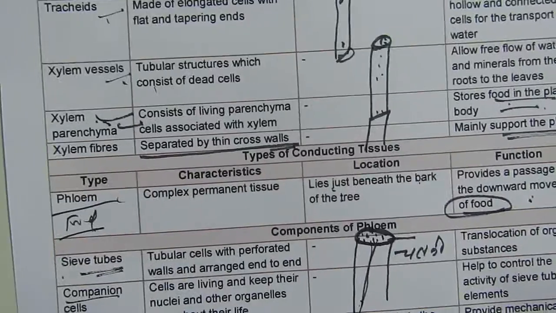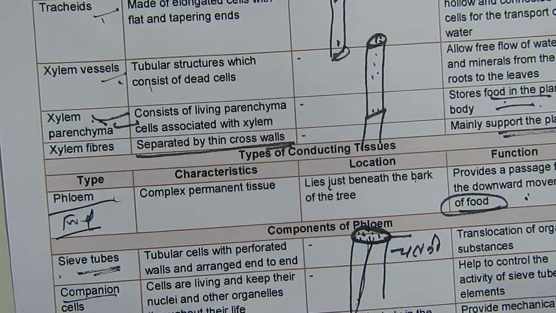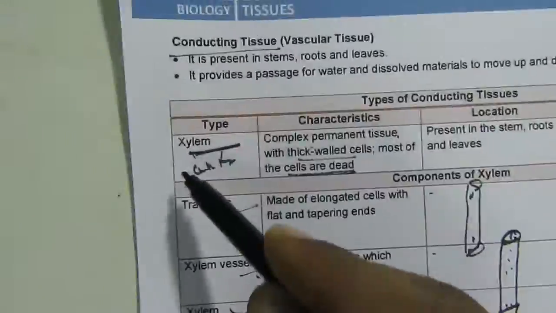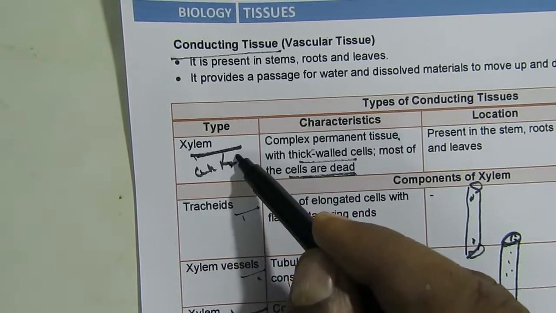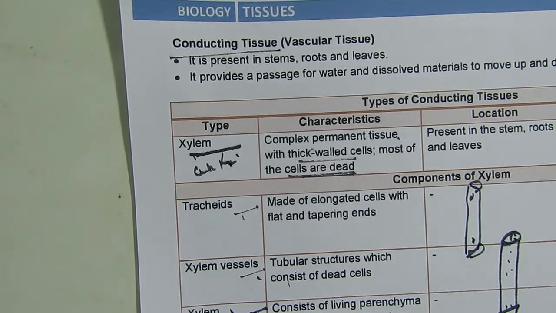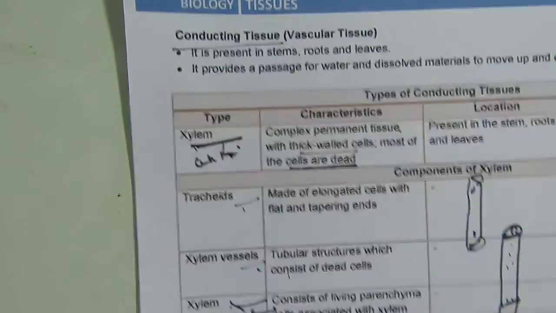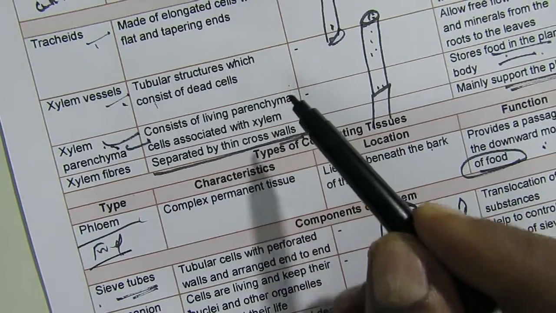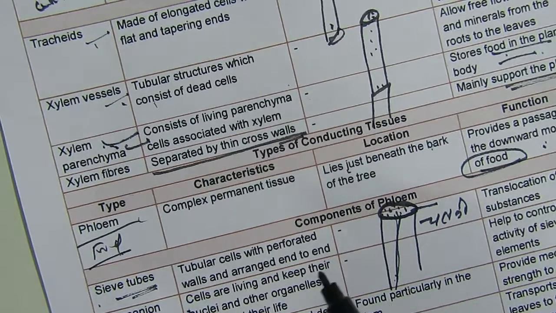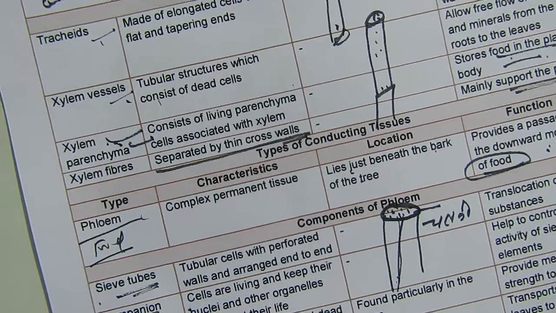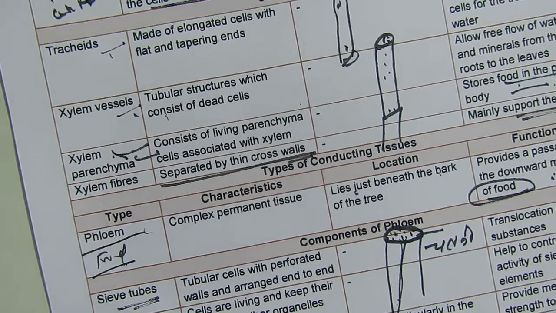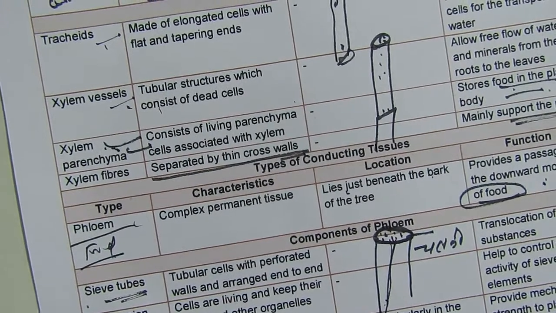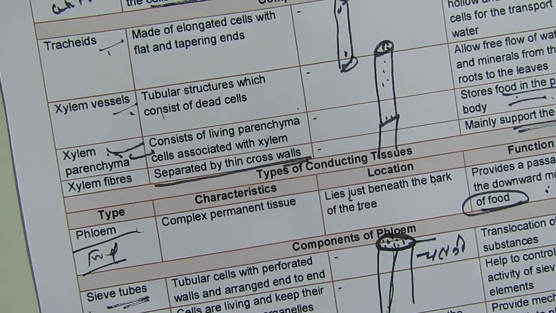So now you can also write differences between xylem and phloem. Xylem conducts water. Phloem conducts food. Xylem is mainly a dead tissue. Phloem is a living tissue. Xylem is the main supporting tissue also. Phloem is also a supporting tissue, but it is not as strong as xylem. Now I think this part is clear. In the next class we will discuss animal tissue.